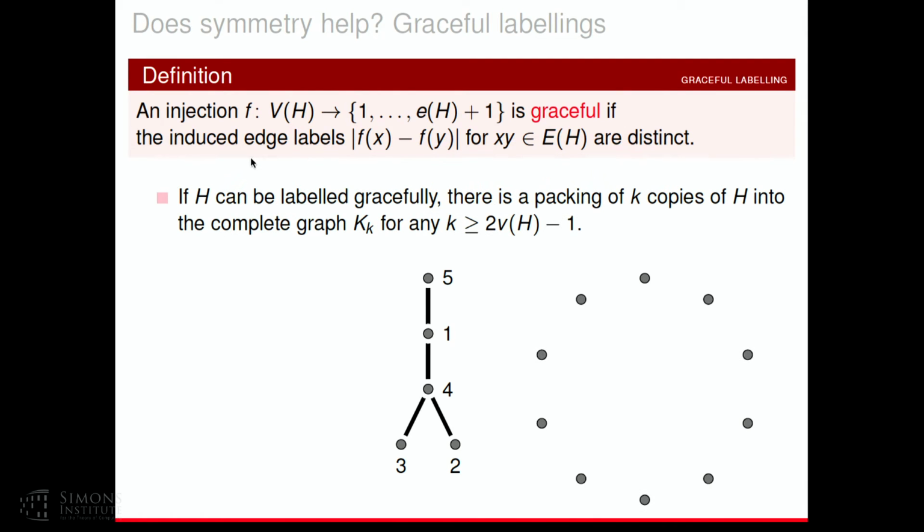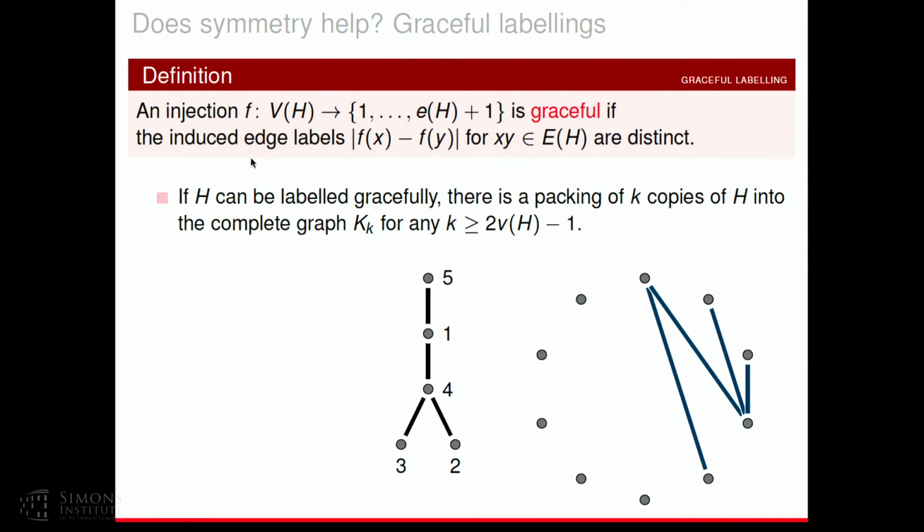What does it have to do with this packing problem that I mentioned before? Well, if I can gracefully label a tree, then I can also pack k copies of this tree, or graph more generally, into the complete graph K_k on at least 2 times the number of vertices of my graph minus 1 many vertices. Now, how do I do this? Well, I just start putting one copy. Now, these are the vertices of my complete graph. I didn't put the edges. Now, imagine that they are labeled 1, 2, 3, and so on. So the first copy I just put precisely in the way that this labeling suggests to me.